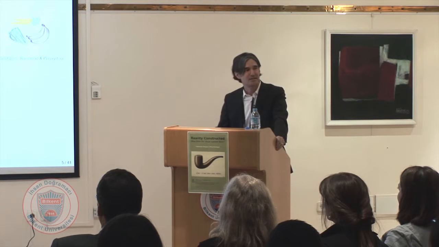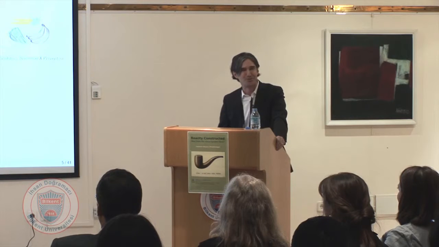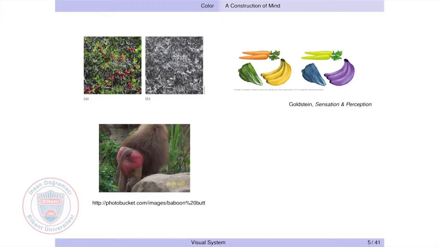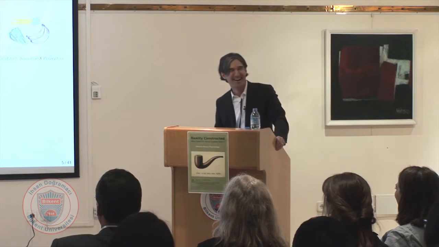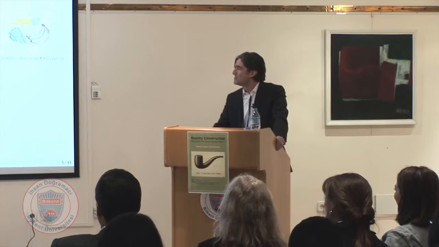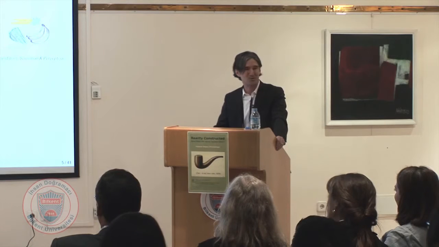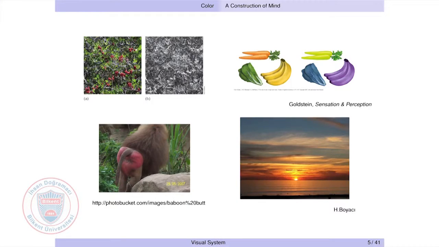Well, it provides social cues. So this is a baboon butt. Apparently, at the time when they are ready for mating, their butts turn red. Maybe my face is turning red now too. That's another social cue. So for social cues also we use color. And probably above all, it is beautiful, right? A sunset in full color is something that you cannot replace with anything else in life.